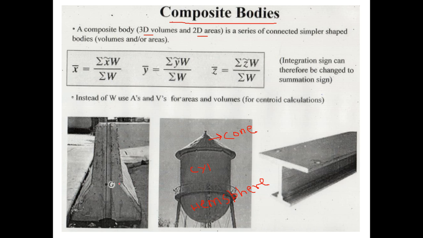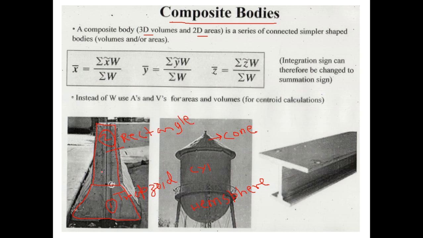Similarly, this barricade is made up of two different shapes. This shape resembles a trapezoid, and this shape resembles a rectangle. So this is a rectangle, and this is a trapezoid. So this body is made up by combining two shapes together, a trapezoid and a rectangle. So this is also a composite body.